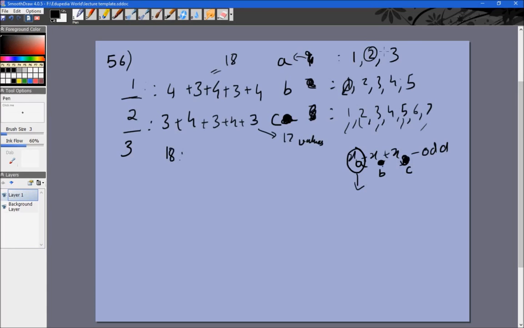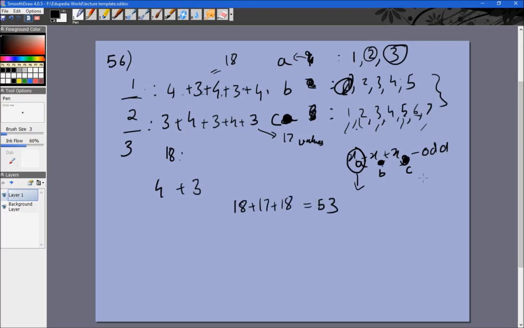I'll just show it to you once. If this is 3 and their sum is odd, that means the sum of B and C has to be even. B can take a value 1, which means C has to be 1, 3, 5 or 7. So 4 possible values. B can be 2, which means C can be 2, 4 or 6. So 3 values. So again we get this 4 plus 3 plus 4 plus 3 plus 4. That is 18 values. So the total possibilities of this happening are 18 plus 17 plus 18, which is 53.